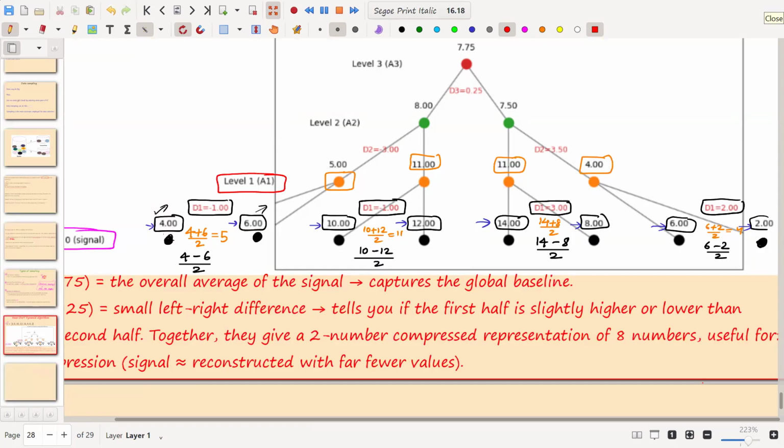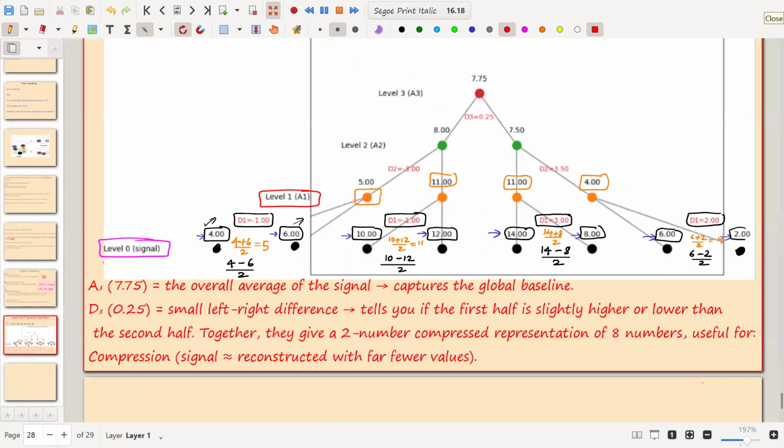Now my question: what do you observe from this? How many values are there in level 0? 1, 2, 3, 4, 5, 6, 7, 8. 8 elements are there, right? Now, when you went to level 1, how many elements are there? 4. When you go to level 2, how many elements will be there? If you go to level 3, how many elements will be there? 1. Yes, we are interested in that one element.